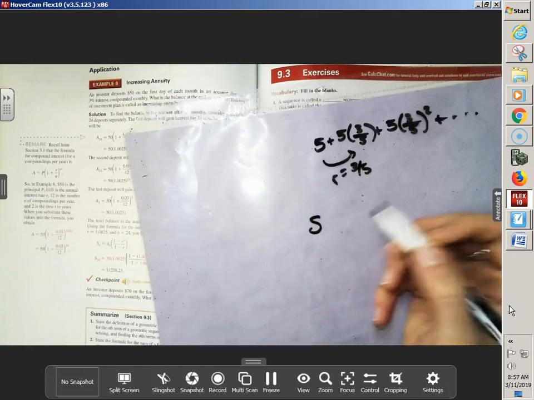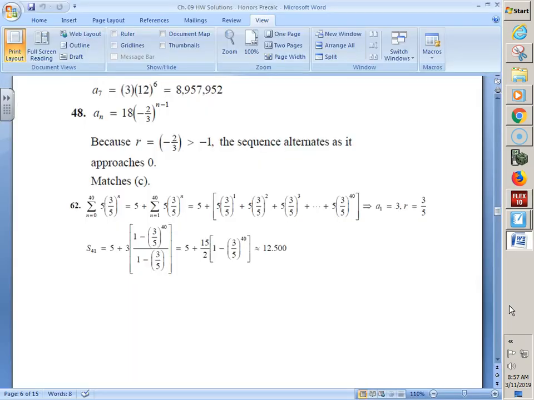what were they asking for? From 0 to 40? Wait a minute. Don't our sequences or our series, sorry, these are additions, don't series usually start at 1, not at 0? So how many terms would there be? If 1 to 40 is 40 terms, why did they do 41 down here?